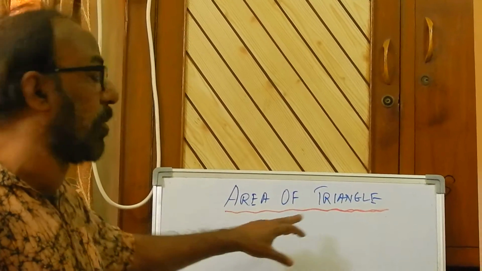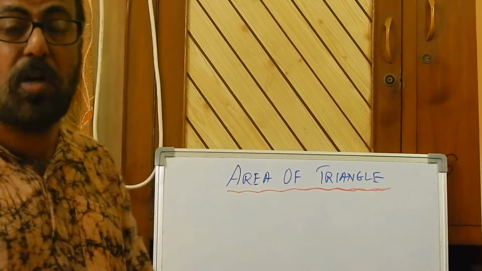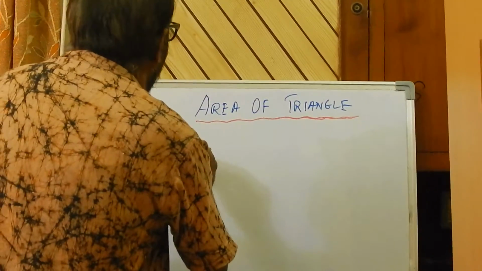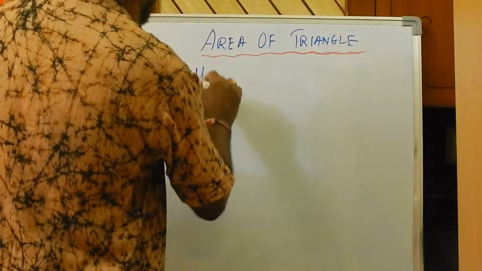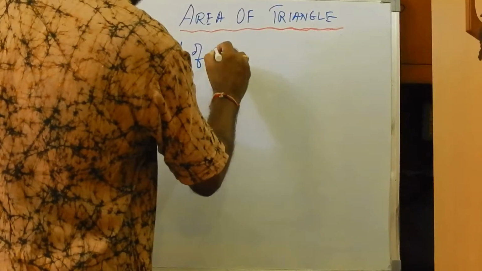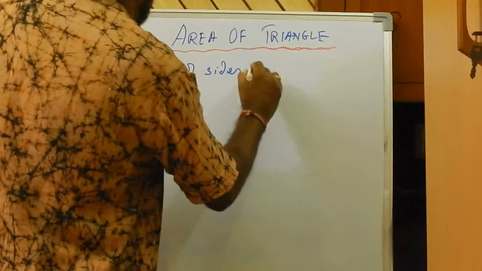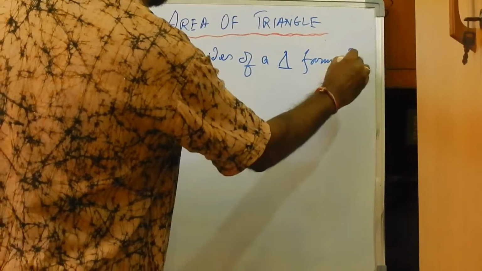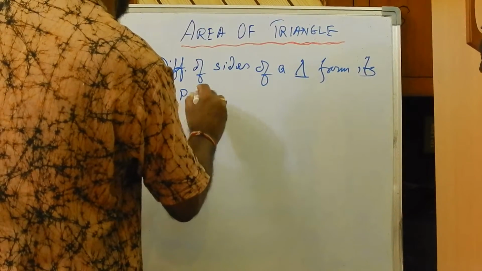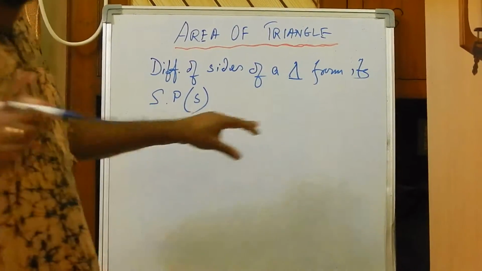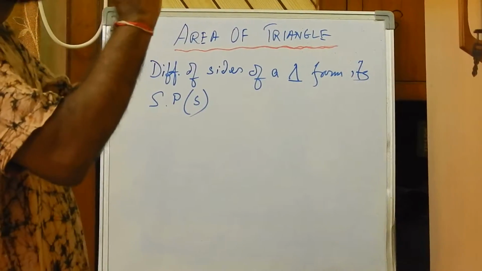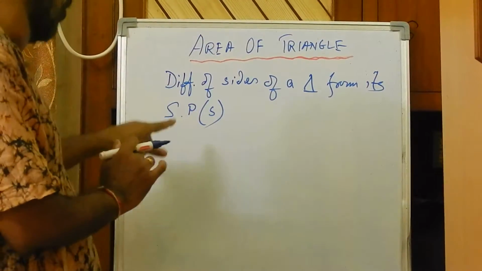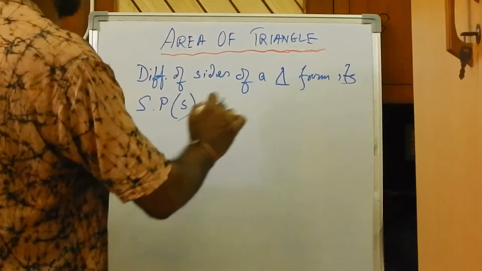And now today we'll be continuing on the same chapter but some tricky sums. A tricky sum is like that: I mention the difference of the sides of a triangle from its semi-perimeter, what we call S. As you know, S equals the semi-perimeter, that is the summation of the sides of the triangle divided by 2.